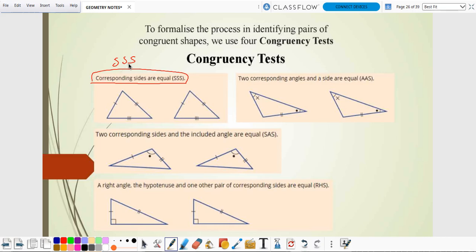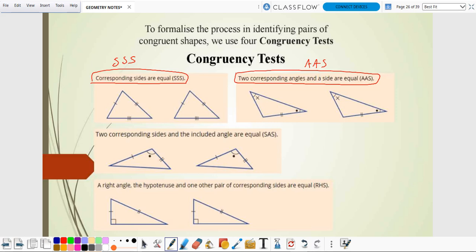Test number 2 is when 2 angles are the same and one side. It's called AAS. So on your triangle, if you find that 2 angles, so this angle and that angle, this angle, that angle, and one side, it doesn't matter which side, but at least one of the sides are the same, it is going to be AAS as a test. And I'll show you how we use these to justify what the congruency is, after this.